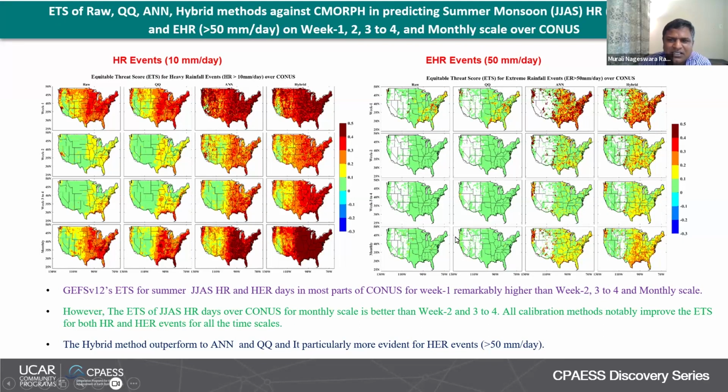It is not just a slight improvement, but once we improve the patterns by using the deep learning method, there is a lot of improvement in both cases. And the hybrid method outperformed, particularly for the heavy rainfall and extremely heavy rainfall events, improving the ETS and other skill scores also.